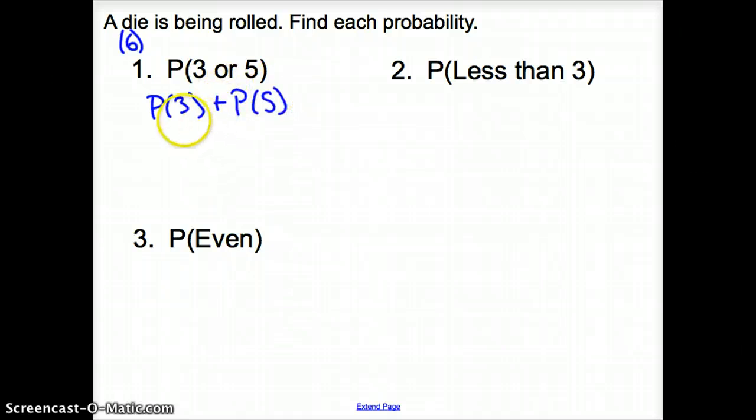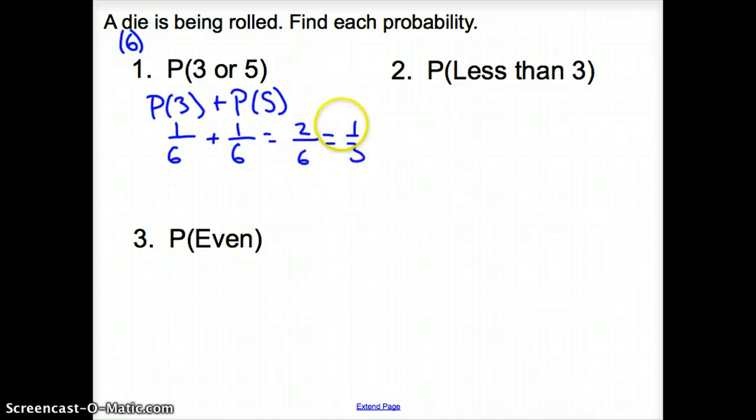There is only 1 3 on a dice out of a total of 6. And then it's going to be plus how many 5s are on a dice. There's only 1 5 on a dice out of a total of 6. So we add those together. So it's going to be 2 over 6, or if we simplify, 1/3 for our final answer. And please just keep it as a fraction. If you want to write it as a percent, it would just be 33.3%.